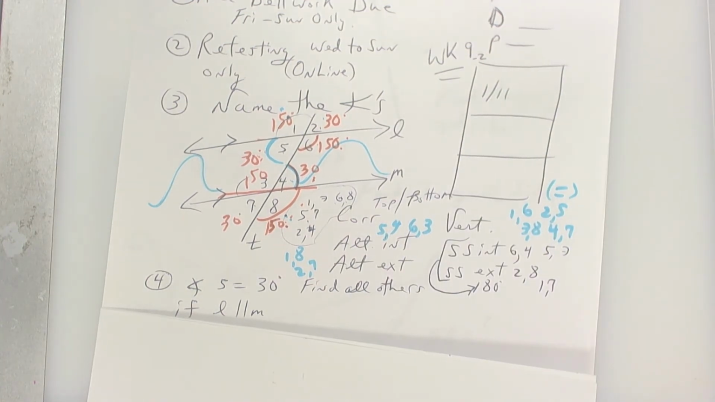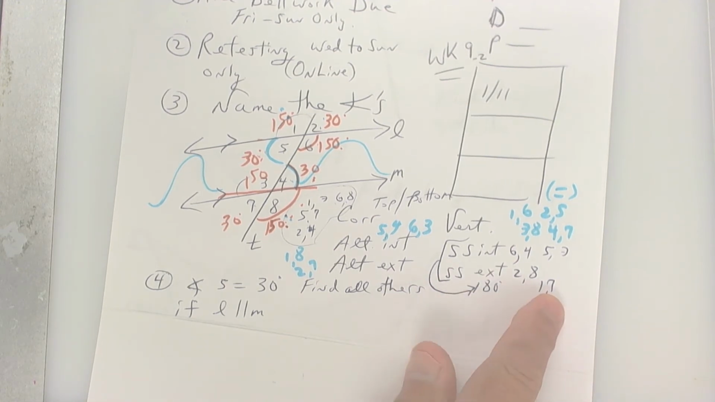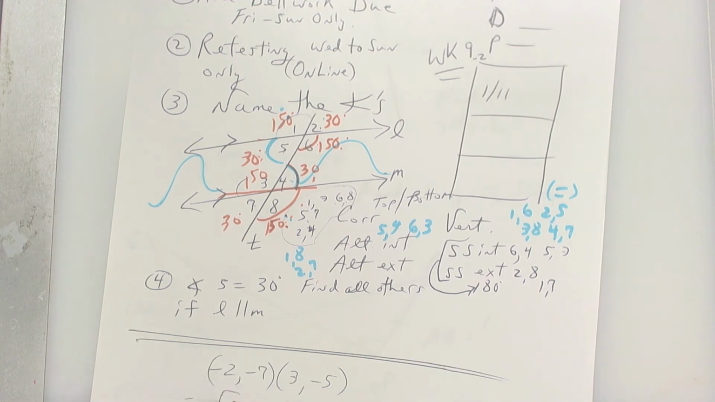But remember, if it has SS and the lines are parallel, those are the only two that add up to 180. All the other ones are equal. Make sure you know that.